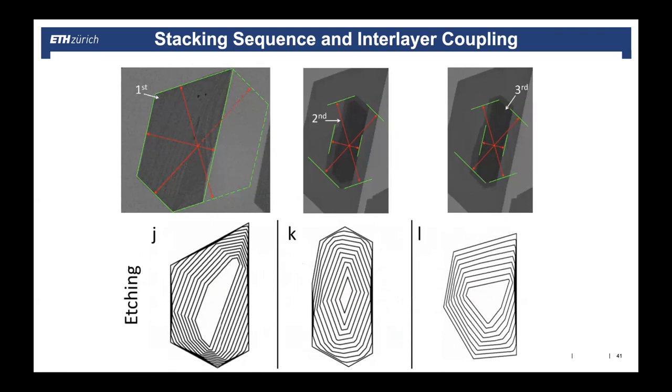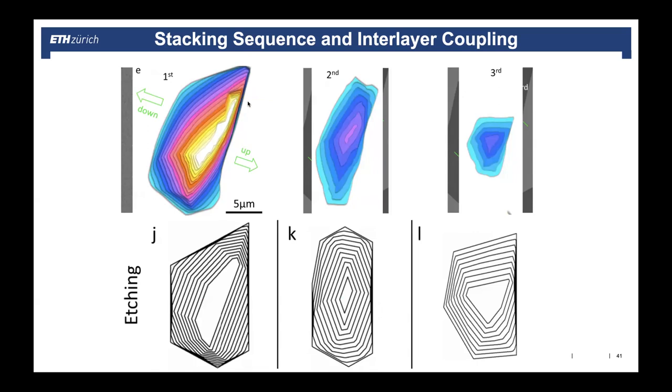These are simulations on the bottom, and this is what really was observed. So there's no magic in it. It's just how graphene grows and how graphene etches. You have stable edges growing slowly, and you have fast growing edges. When you reverse, the fast edges etch faster. So we could simulate it, and all the kinetics are basically quite well understood.